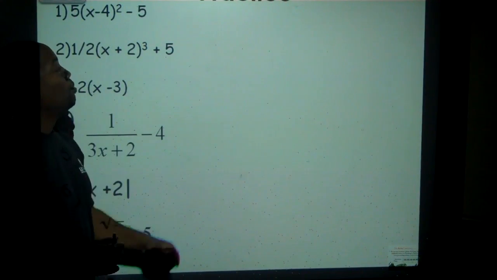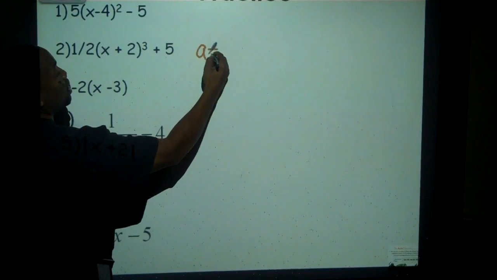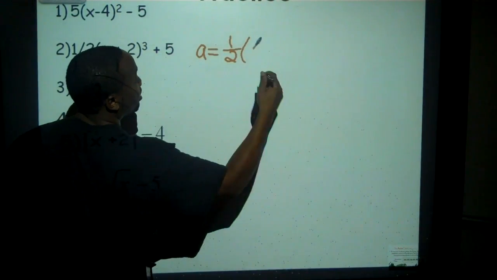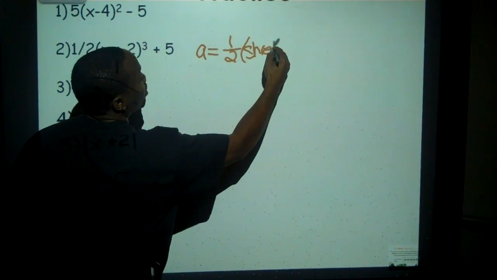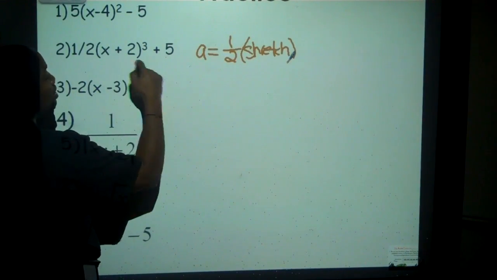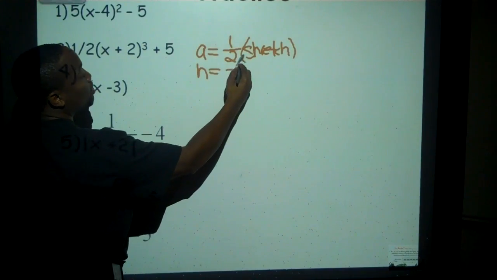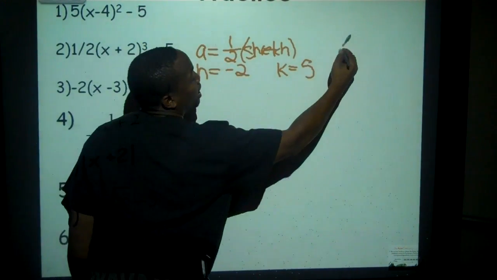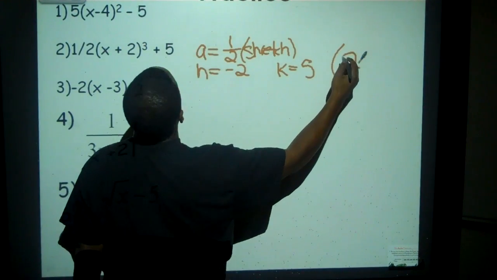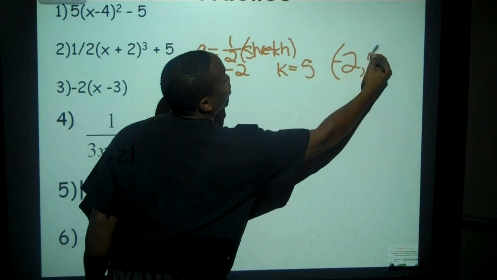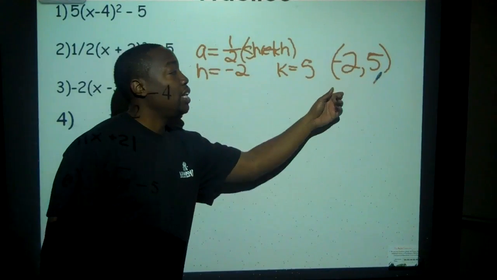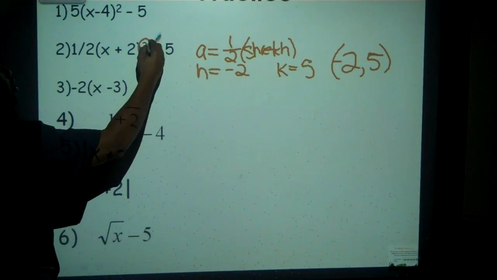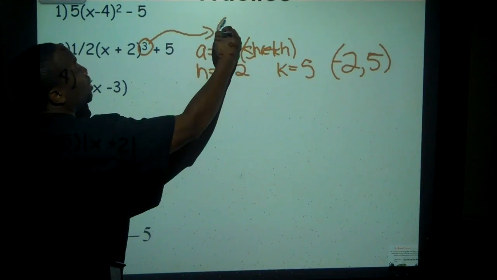Next one. My A in this situation is going to be a half, and because of that, it's going to get wider because it's less than 1, so it's going to stretch. And then my H in this situation would be a -2, and my K in this situation would be a +5. So then I get a -2, and I get a +5. So this graph is going to go to the left 2 and up 5. And the name of this graph right here, because it's a third, it's going to be cubic.